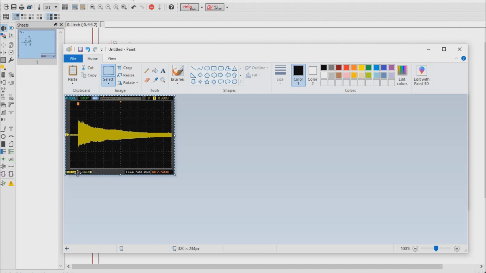Now notice that the voltage divisions right here are in 20 millivolts, so that means every line going this way is 20 millivolts. And then you can notice the time division right here. Every line is a half second here. So at the initial attack, you can see that I got 30 millivolts of signal, and then it decays. And then after about 2 seconds of time, now we're closer to about 15 millivolts.